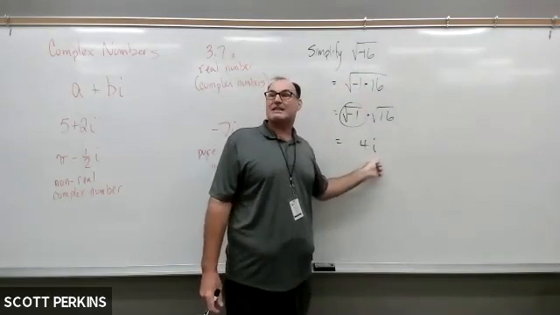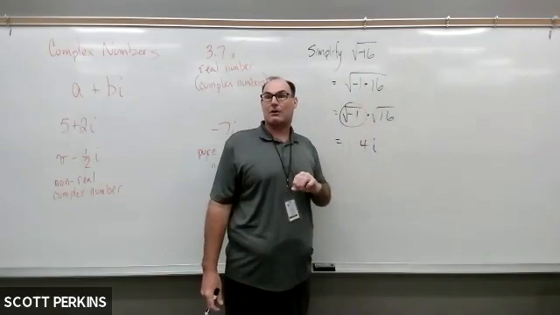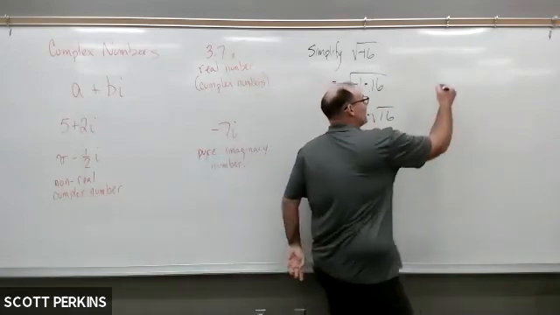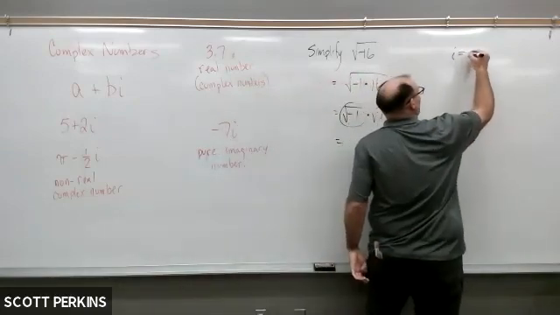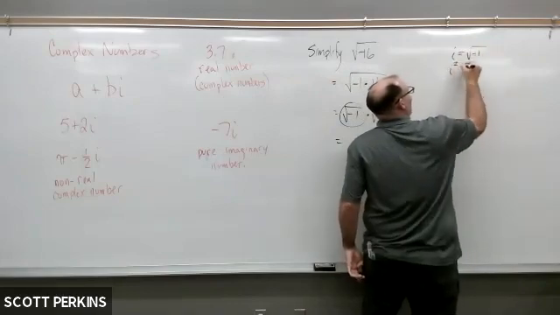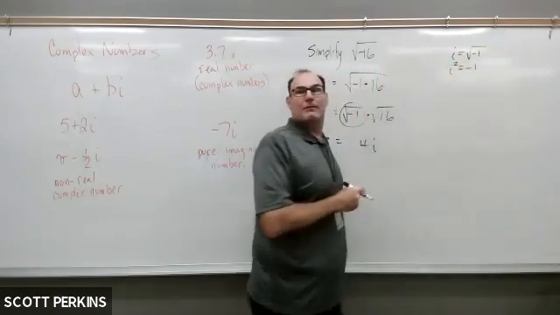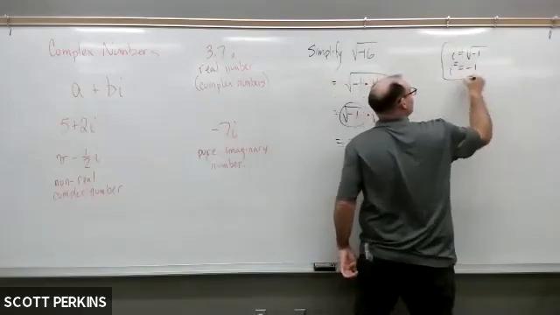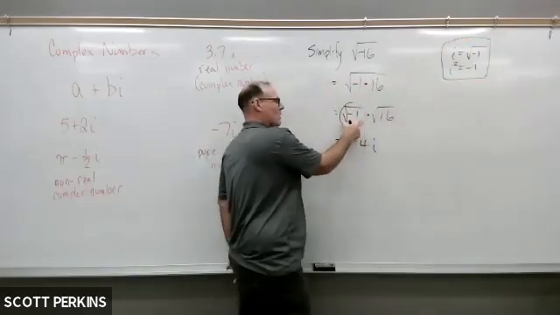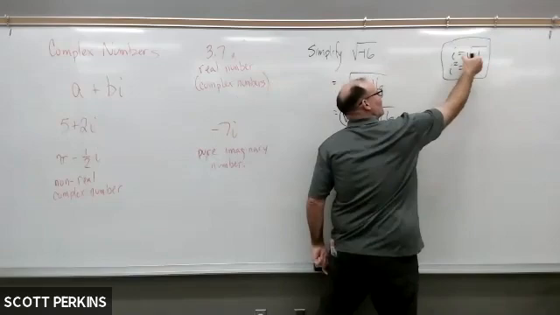i squared is equal to negative 1 without the radical. Okay, so here's the definition. The definition is these 2 things. i is the square root of negative 1, and i squared is negative 1. Okay, so that's the 2 things. So this is the square root of negative 1. So it's i.